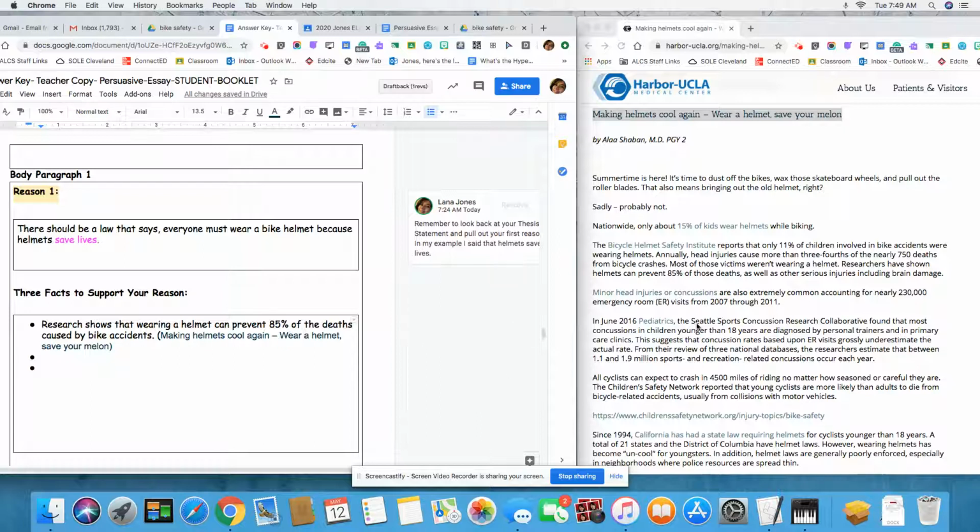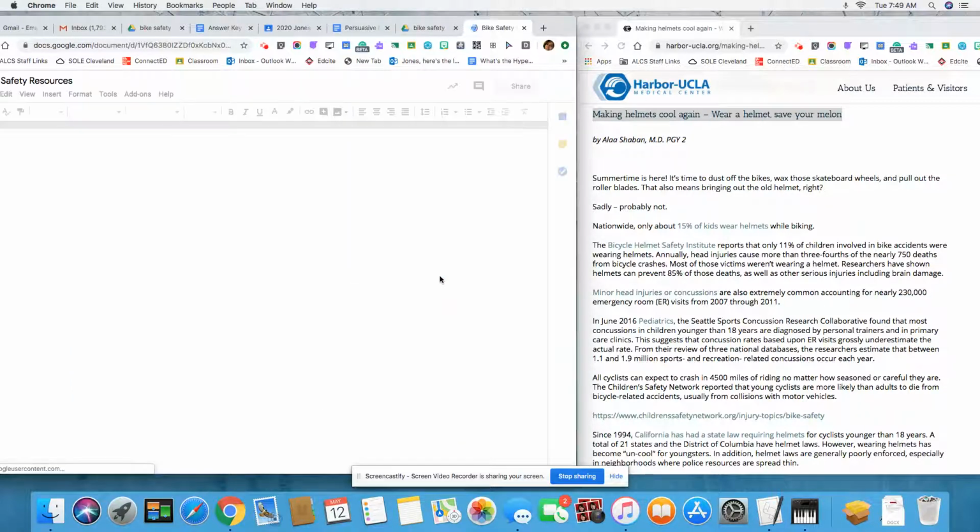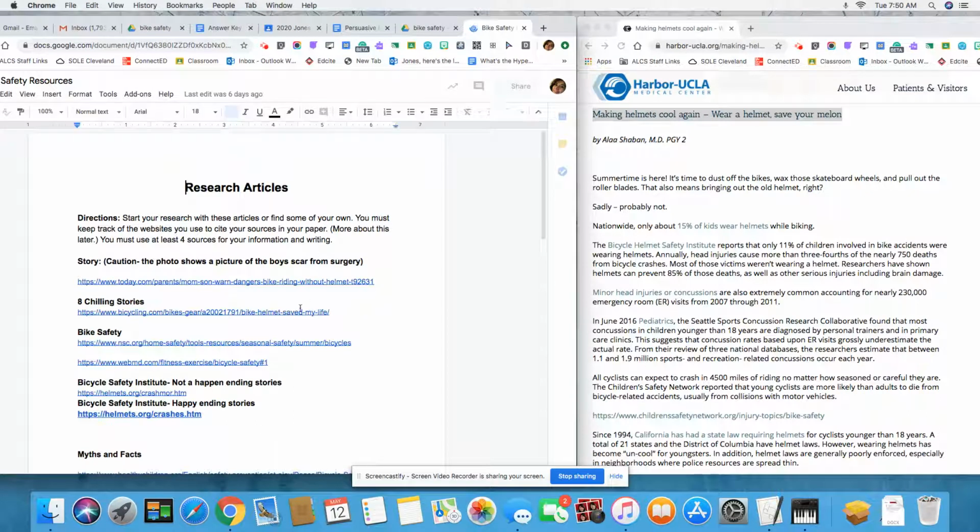Notice even within this article, there are other links. Feel free to use their links to pull in more information. Your information doesn't just have to come from this original list that I gave you. You are free to pull in other research articles. That was just a list to get you started, okay? But then, if one of these sources takes you to another source, you're free to use those sources or anything else that you find that supports your stance on this bike helmet law, okay?